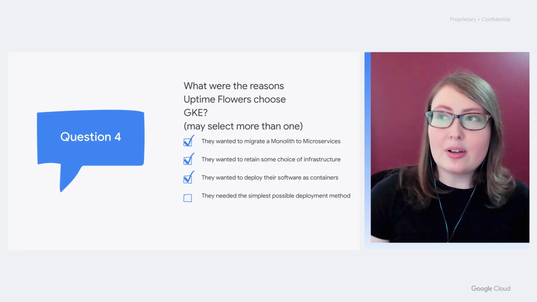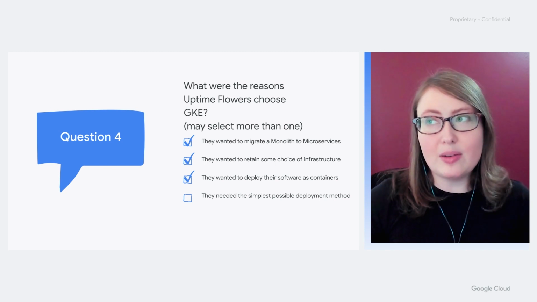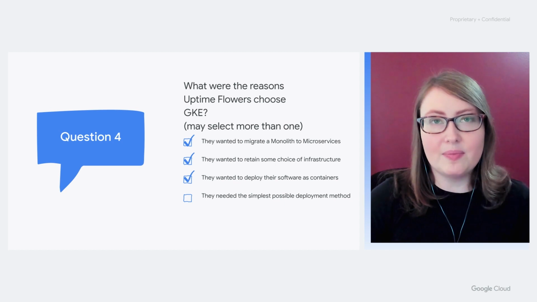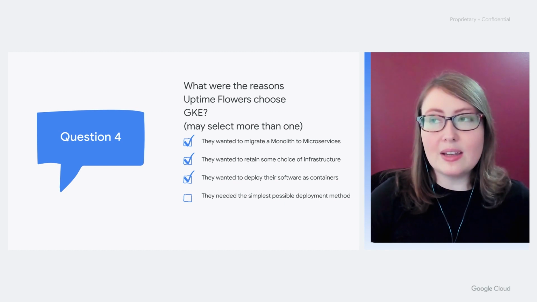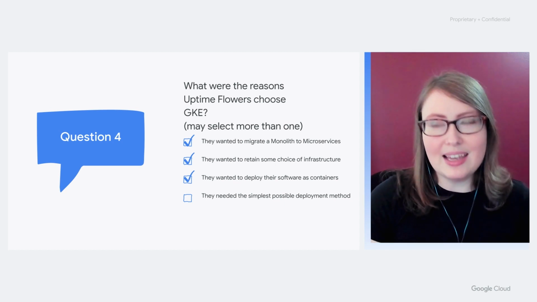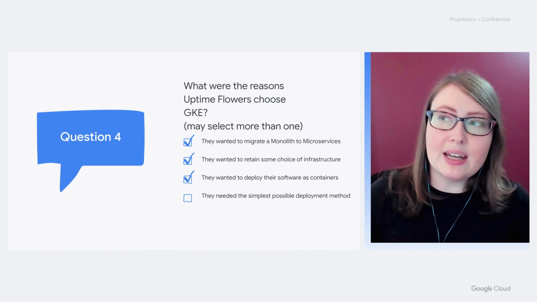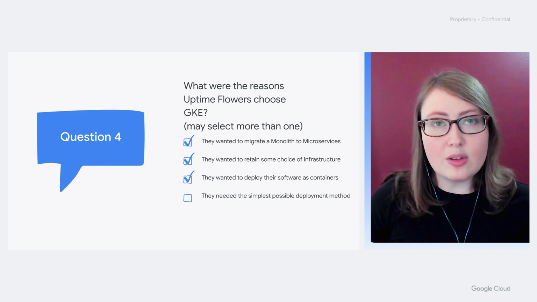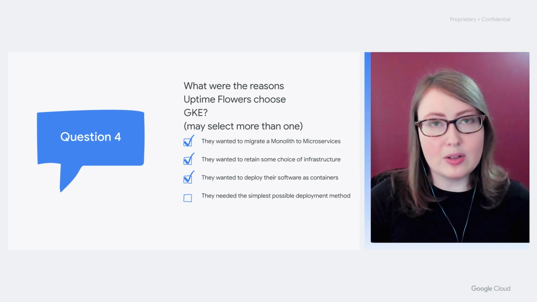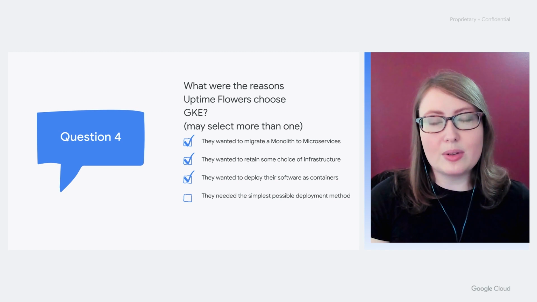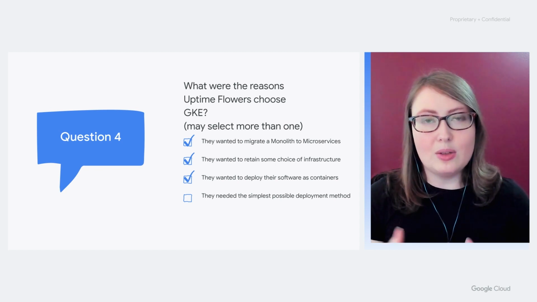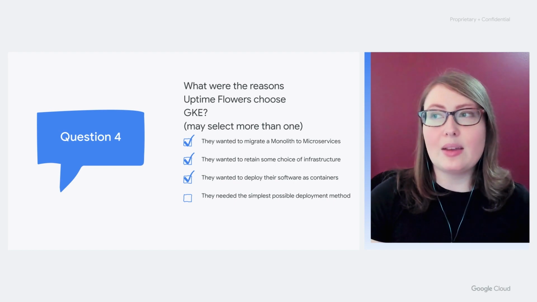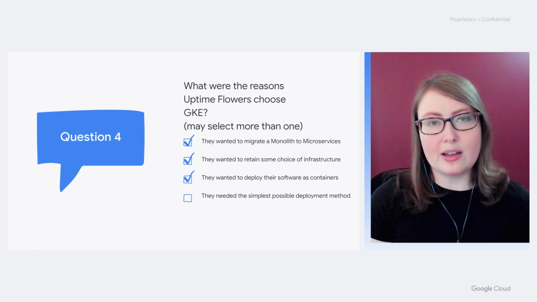So the correct answers are the first three. They wanted to migrate a monolith to microservices. We talked about that in the Strangler pattern that Uptime Flowers was considering using for transitioning their monolith and modernizing it into microservices. They wanted to retain some choice of infrastructure. We mentioned this earlier about the trade-offs that you make between handing off control of your choices in terms of using a managed service versus choosing things yourself. And then they wanted to deploy their software as containers, and we talked through that decision.